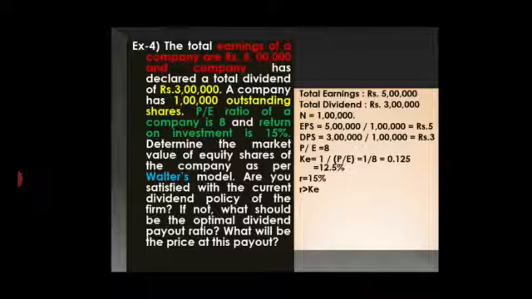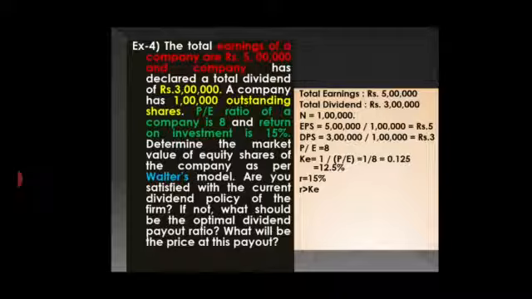This is again one more example of Walter model. Total earning of the company is 5 lakhs. The company has declared a total dividend of rupees 3 lakhs. The company has 1 lakh outstanding shares, means N value is 1 lakh. P/E ratio of the company is 8 and return on investment is 15%. Now determine the market value of equity share of the company as per Walter model. Right? Total earning 5 lakhs, dividend 3 lakhs, number of shares 1 lakh.